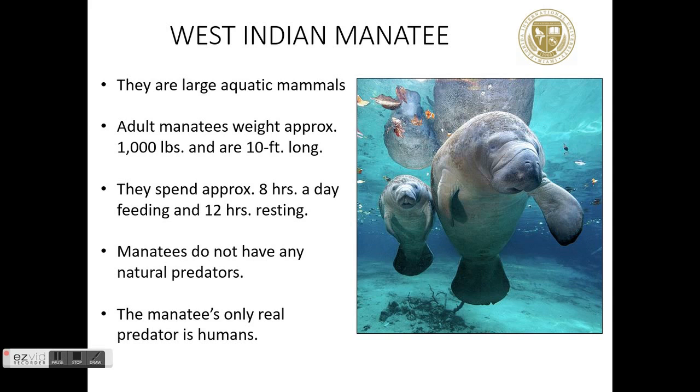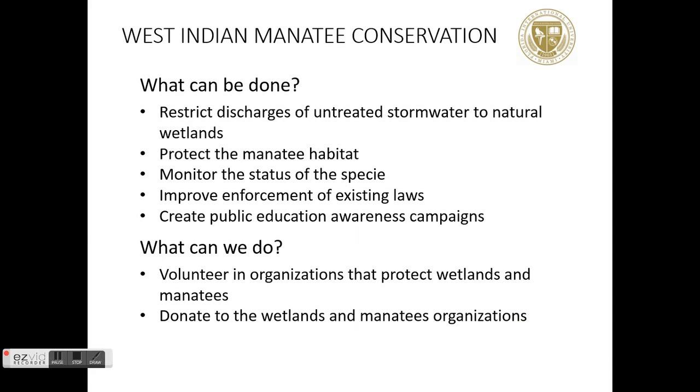What can be done to conserve the West Indian manatee species? Restrict discharges of untreated stormwater to natural wetlands. Protect the manatee habitat. Monitor the status of the species. Improve enforcement of existing laws. And create public education awareness campaigns.